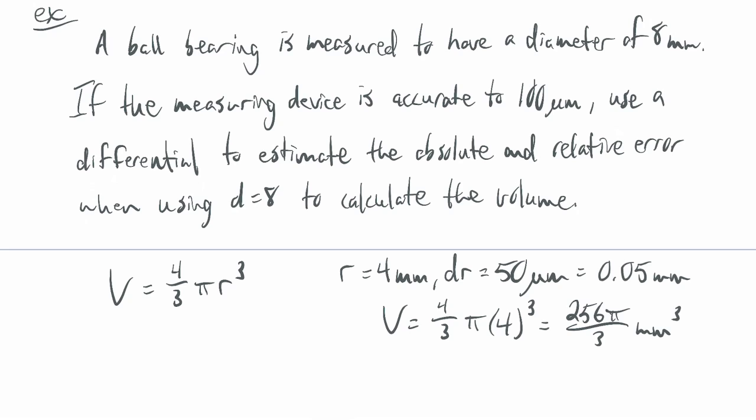Okay, that's just the volume formula. And if we wanted a decimal, we could do that. We don't need that right now. But if we did, it's going to be like 270, something like that, millimeters cubed. But how accurate is that? When you have an error involved in the radius measurement, how does that translate into the volume measurement? Is that off by a lot or by a little bit?